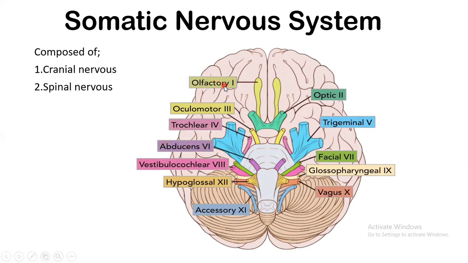Here the first one is called the olfactory nerve. It's responsible for smell. Second is the optic nerve. It's helpful for vision. The third one is the oculomotor nerve. It's responsible for our eye movement and for pupil constriction. The fourth one is the trochlear nerve. The trochlear nerve is helpful for eye movement. Mainly the superior oblique muscle is helped.